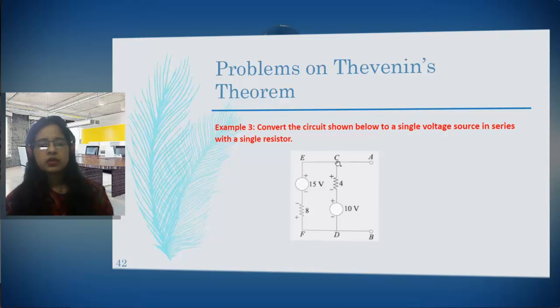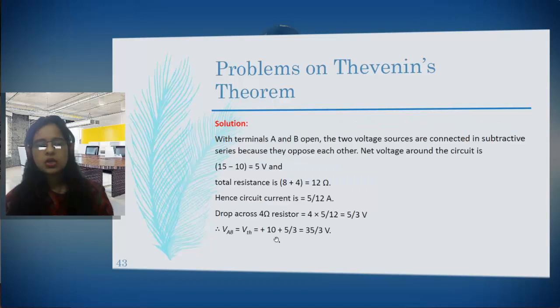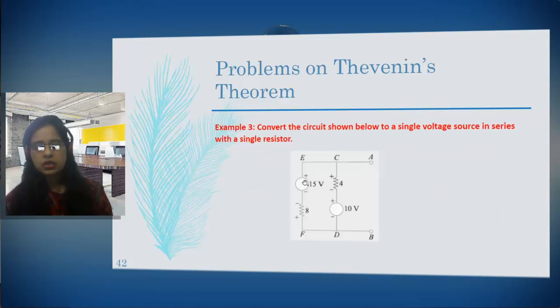So indirectly you can find out the voltage drop across C and D also. Okay, so with the terminals A and B open, the two voltage sources are connected in subtractive series because they oppose each other. Net voltage around the circuit is this. It may appear that they are in the same direction, but no, because this is open, so this is nullified, right? Positive is connected to positive, negative is connected to negative, that means they are in opposite direction.